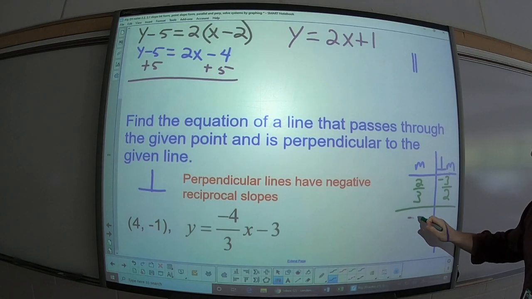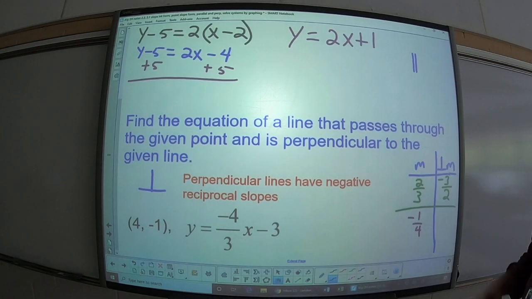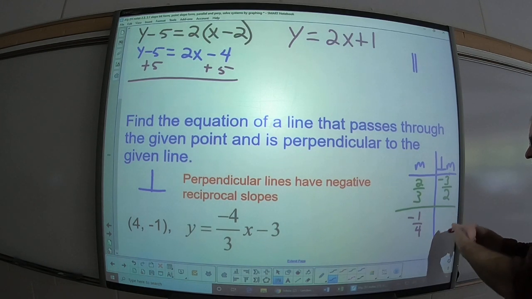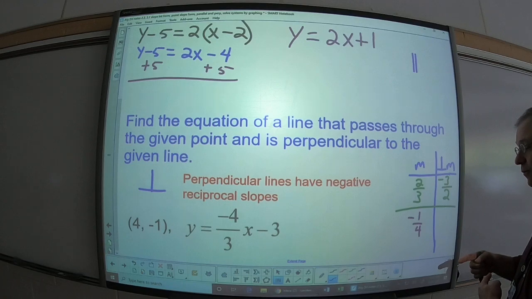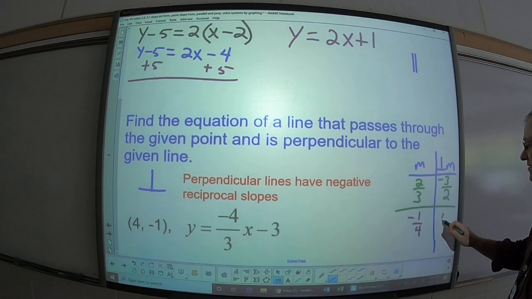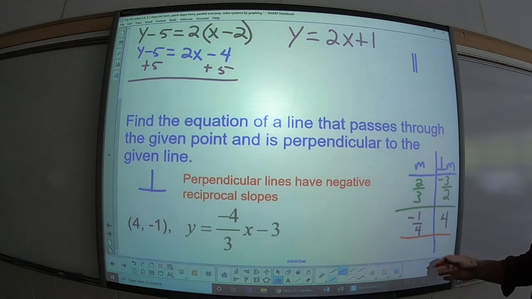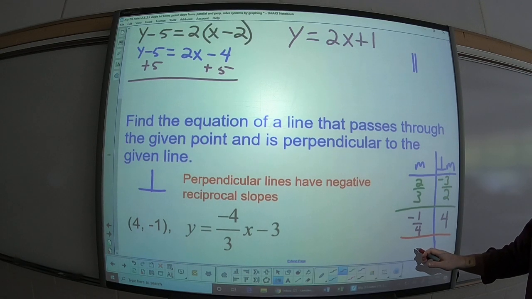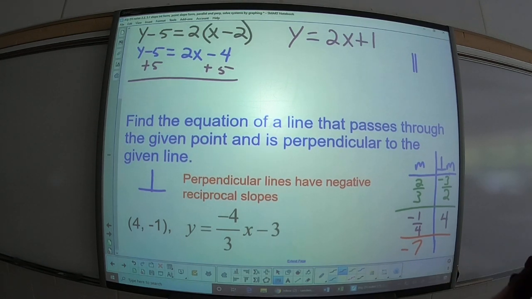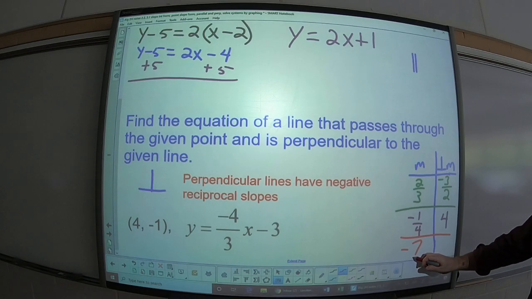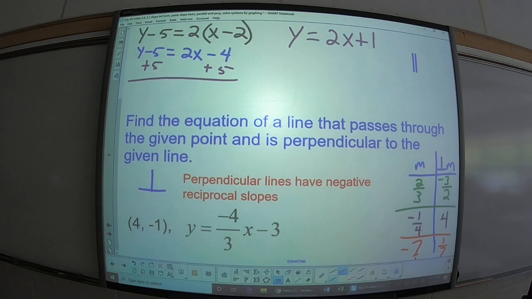If I had, say, negative 1/4 as my original slope, the opposite sign would be positive, and the reciprocal of 1/4 is 4/1, or just 4. And I could continue, I could do another one like, how about 7, or negative 7. If I have negative 7 as my slope, opposite sign is positive, and the reciprocal of 7 is, it's originally 7/1, if you want to write it that way, 1/7 would be the reciprocal slope.